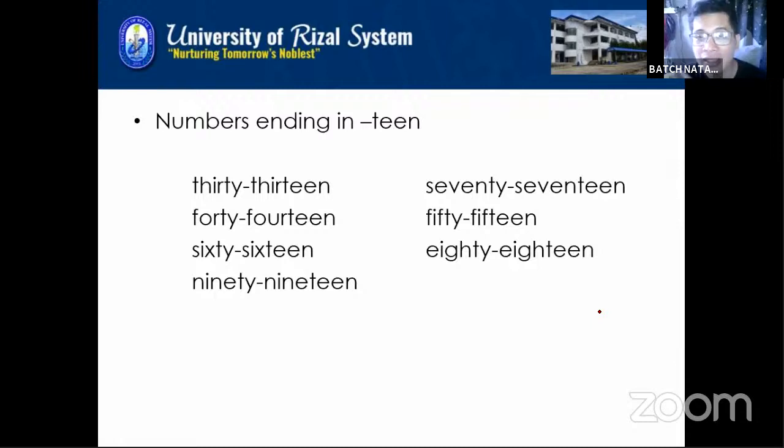Then we have eighty, eighteen. How old are you? I am eighty years old. I am eighteen years old. Once again, I will be pronouncing the set: thirty, thirteen, forty, fourteen, sixty, sixteen, ninety, nineteen, seventy, seventeen, fifty, fifteen, eighty, eighteen. That's how they should be pronounced correctly.